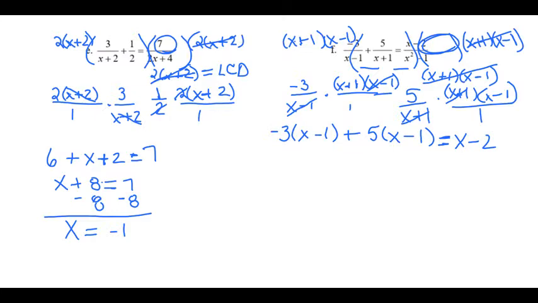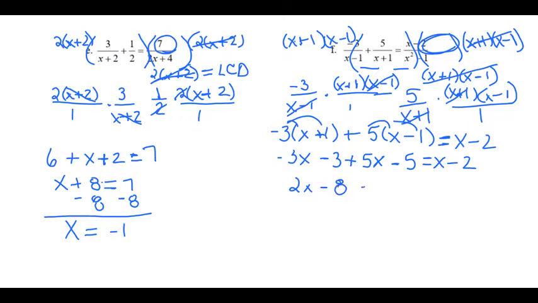So now I need to simplify. First I'm going to distribute, and when I distribute, I get -3x plus 3, because, oh no, this right down here should be x plus 1, not x minus 1. There we go. That's okay. So it'll be -3, and then plus 5x minus 5 equals x minus 2. Combine like terms, -3x plus 5x will give me 2x. -3 minus 5 will give me -8, or -8 equals x minus 2.